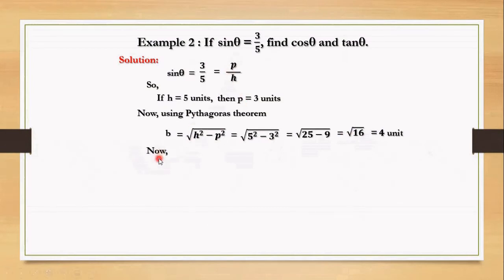Now cos theta we have to find. Here it is cos theta. Its ratio is b by h. We have calculated the value of b as 4. So let's substitute it. There is 4, and h we already had in the question. It is 5. So cos theta is 4 by 5. Again, let's find tan theta. Tan theta, the ratio is p by b. P, we had it from the question. It is 3. And b, we have calculated it as 4. So here it is 4. So tan theta equals 3 by 4.